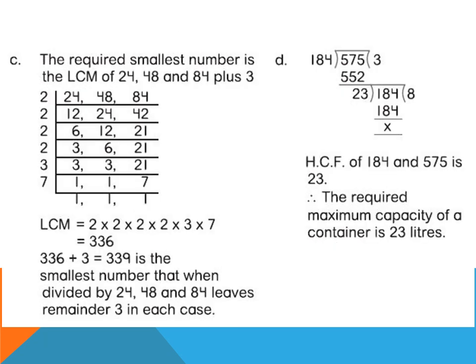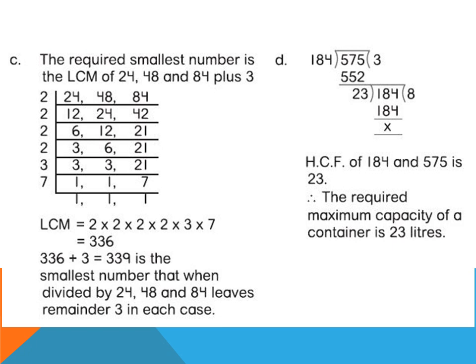These are the answers to question number C and D. The required smallest number is the LCM of these three numbers plus 3. So first of all we will find the LCM of 24, 48 and 84, which is 336. Adding 3 to it, we will get 339. And this is the smallest number that when divided by 24, 48 and 84 leaves remainder of 3 in each case.